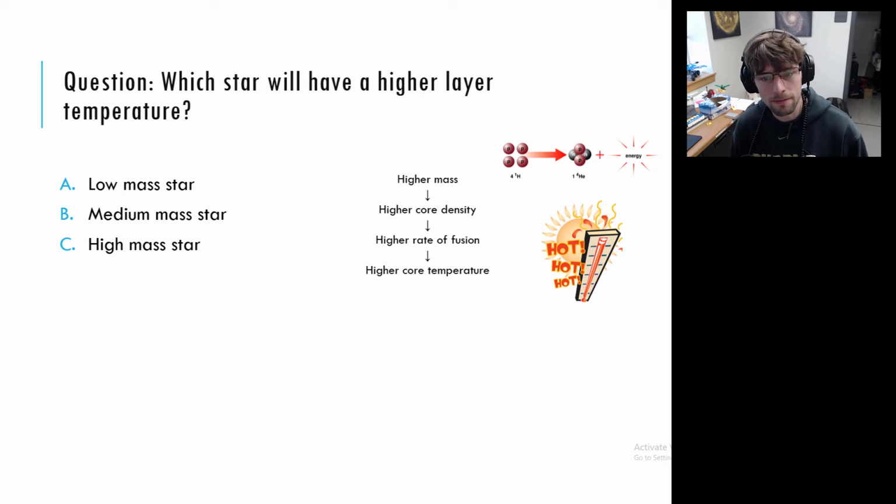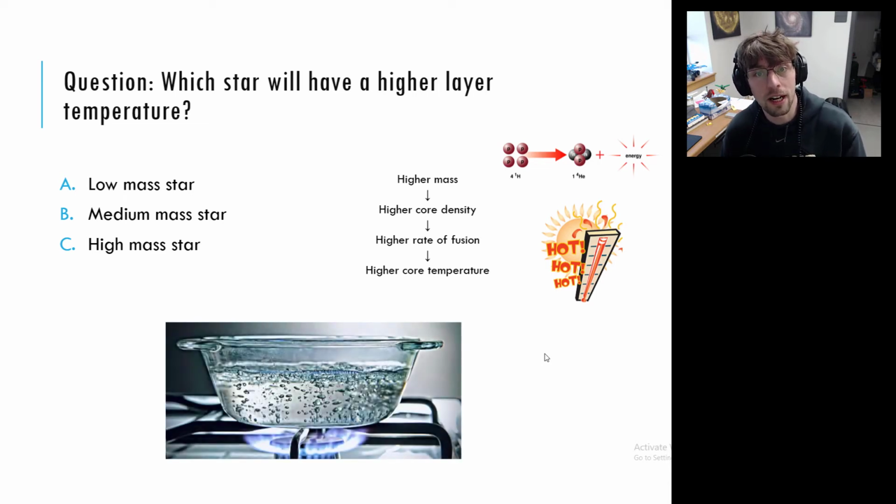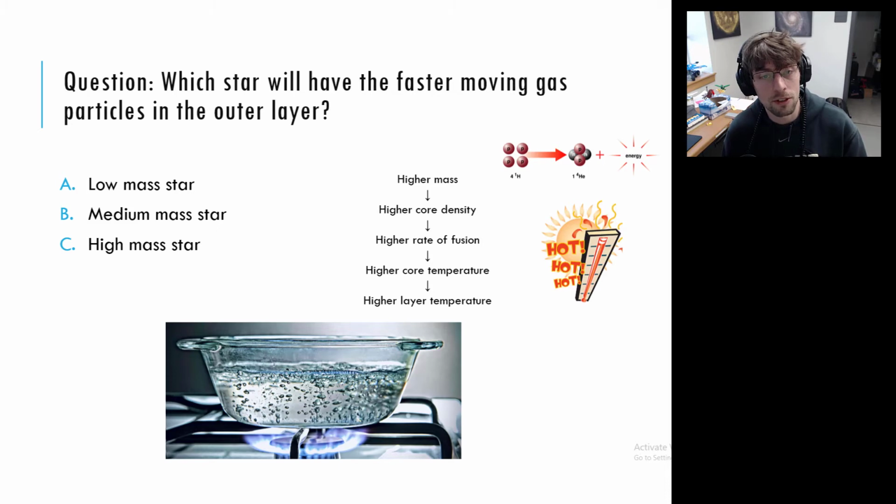Okay, good. Well, we run through the whole thing. If the core temperature is higher, and the core is responsible for heating, if you will, the outer layer, then the outer layer temperature should be higher for higher masses. Okay? So higher masses, higher core temperature, that means that the outer layer of the star should be at a higher temperature.